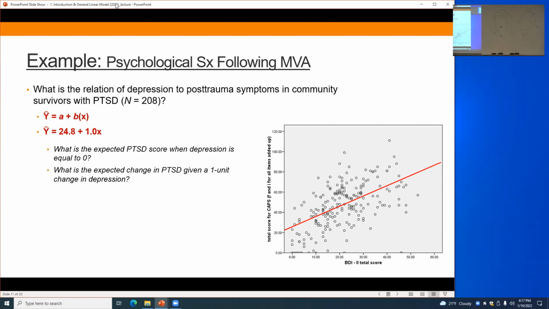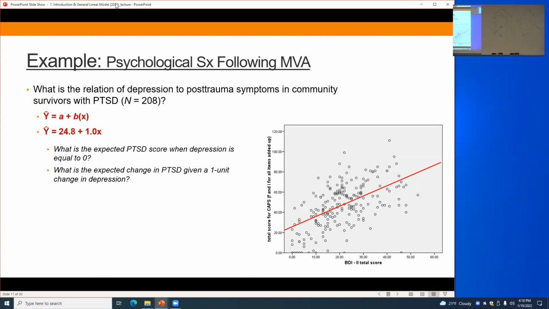So for every unit increase in depression score, I expect a 1 unit change in my PTSD score. Okay, and this is my slope. This number right here determines the steepness of that line. For every unit I increase my depression score, I'm expecting my PTSD score to increase by a significant amount. This is my unstandardized regression coefficient. This is quantifying in very real terms the nature of my expected relation between X and Y, okay?